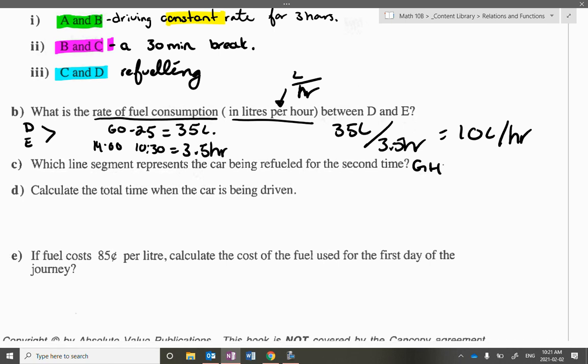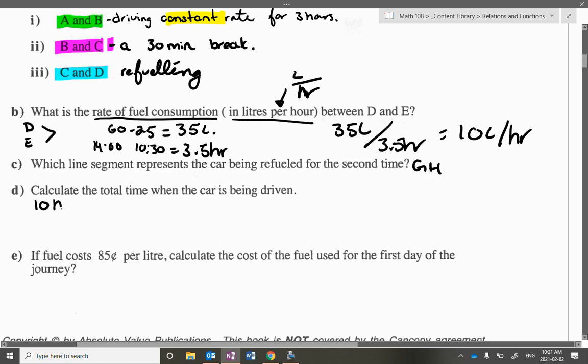Part D, calculate the total time the car is being driven. A few different ways you guys could do this to count it up. At the end of the day, they started at 7 o'clock and they went to 1700. Because it's in 24-hour time, that's pretty easy to see, 10 hours total was their day.